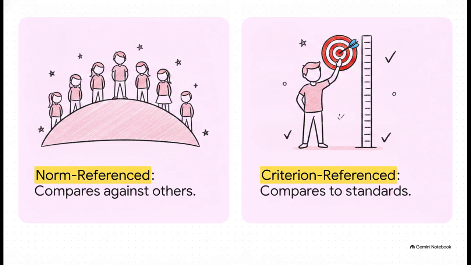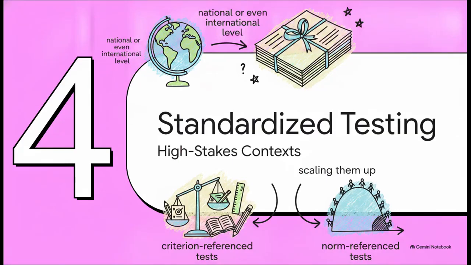The second is the criterion reference test. This compares your performance against a strict, predetermined baseline standard. For instance, requiring a 75% to pass, regardless of how anyone else in the room did. Which brings us to Section 4, standardized testing and high-stakes contexts.